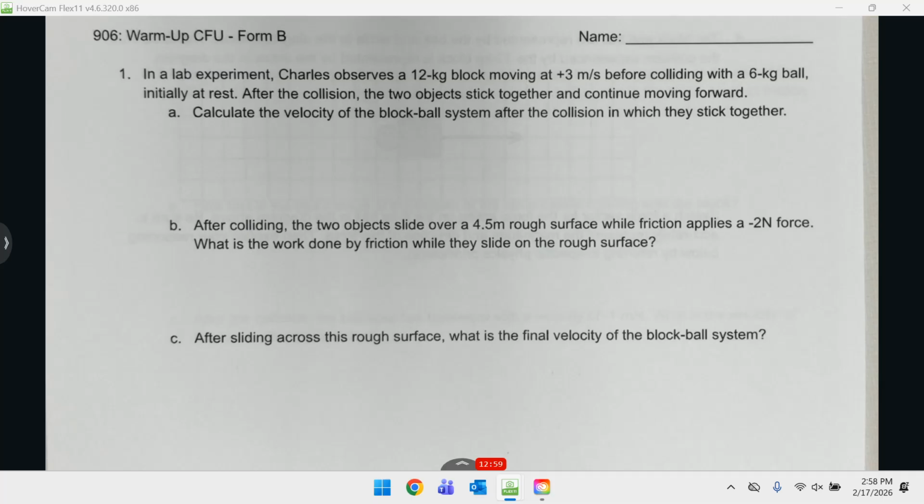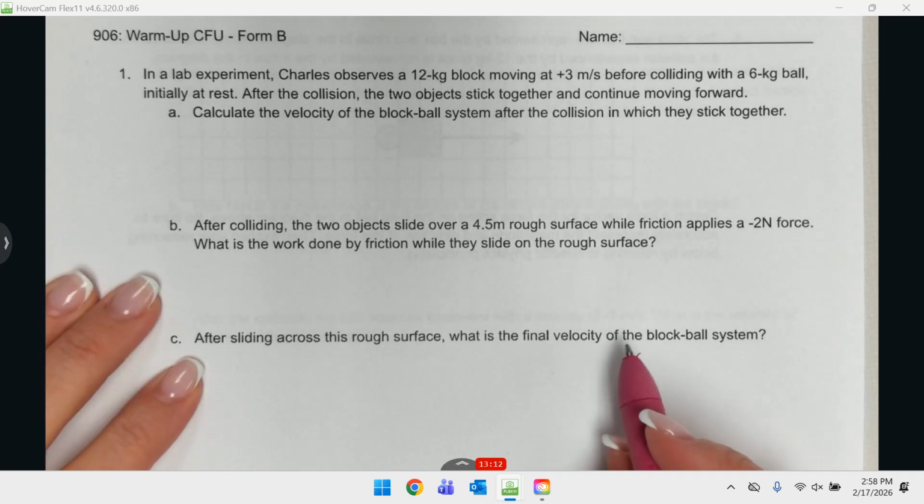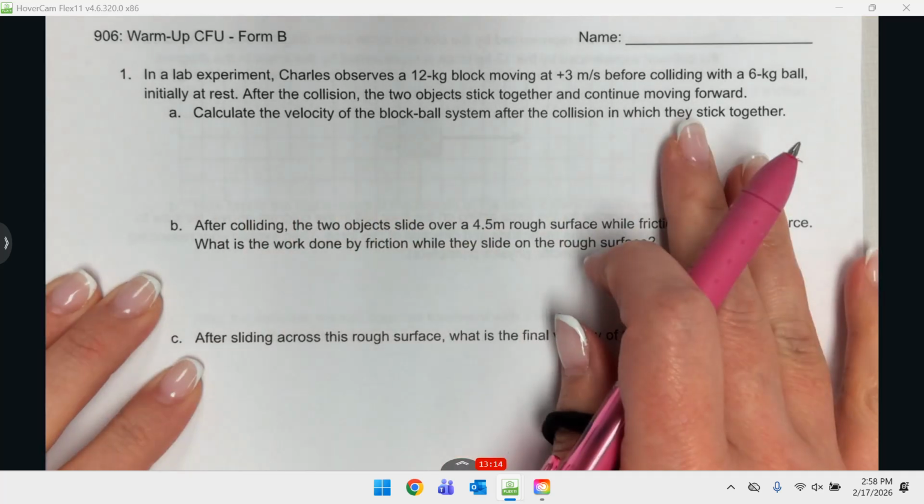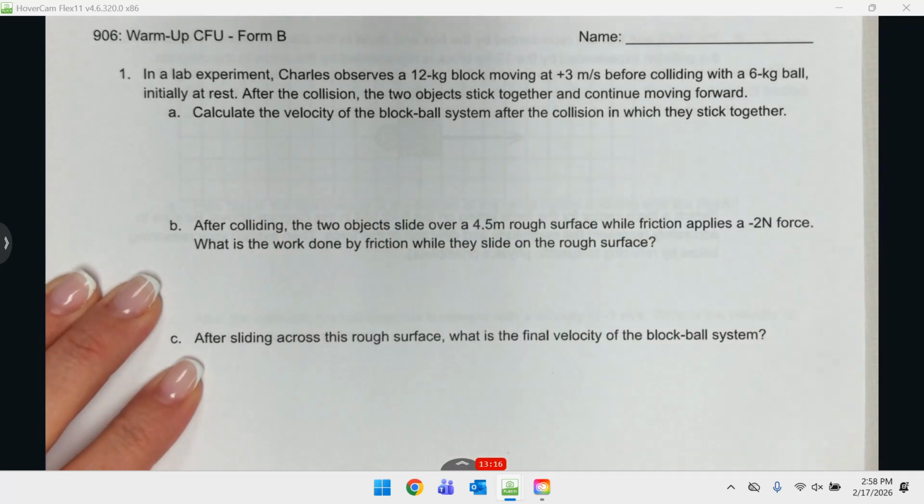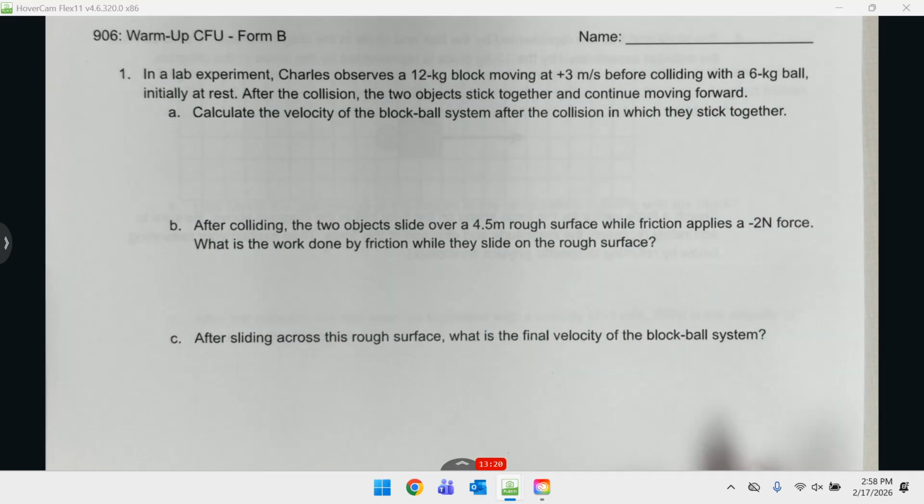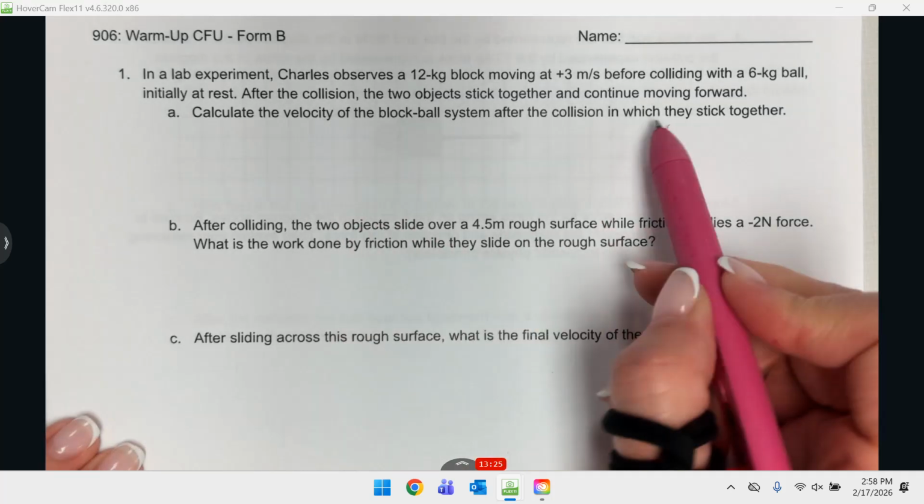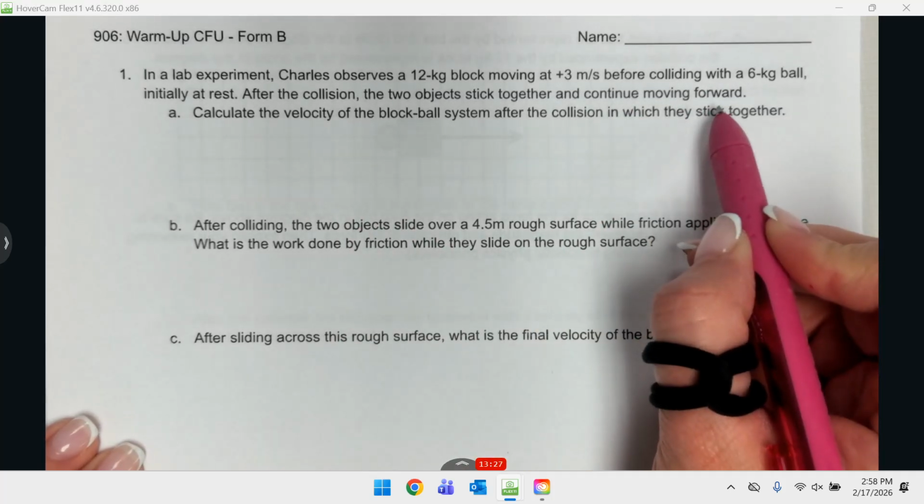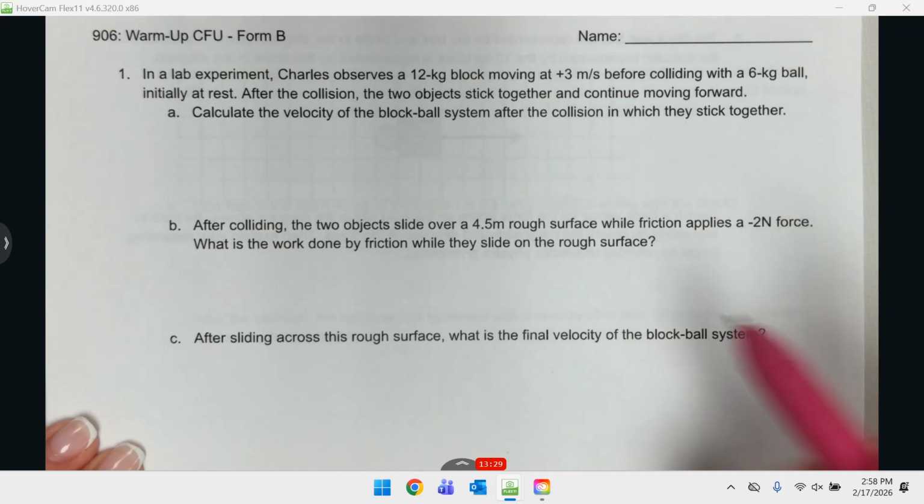So this is a different scenario. There's no work on this one. Instead, we have just this object that's already moving, and it's a different type of collision. The last one was a bounce apart. This one is a stick together. So again, the first thing we're analyzing here is the collision itself. We're not worried about this continue moving forward yet. We'll figure that out in a minute. But actually, the velocity we get here will be the velocity with which they continue moving forward. And we'll use that in the next part.